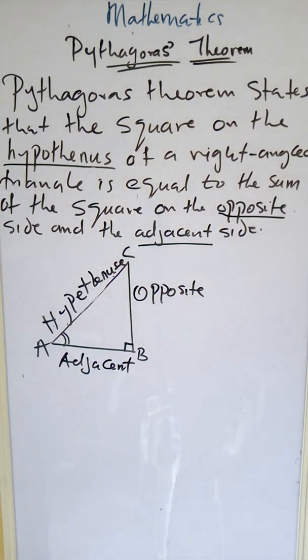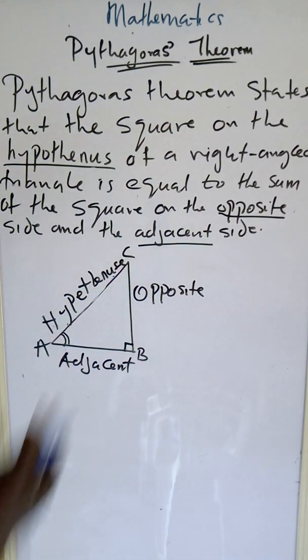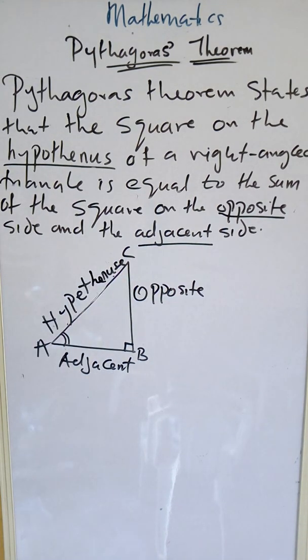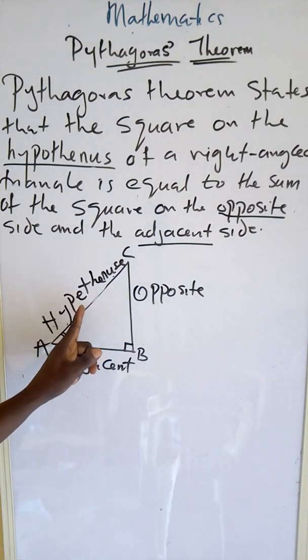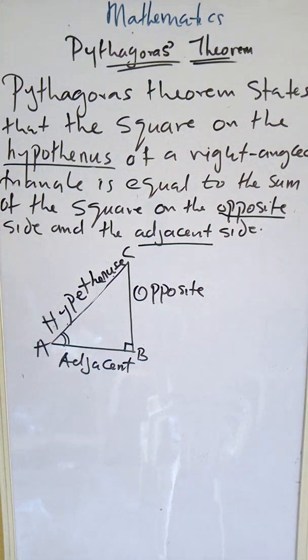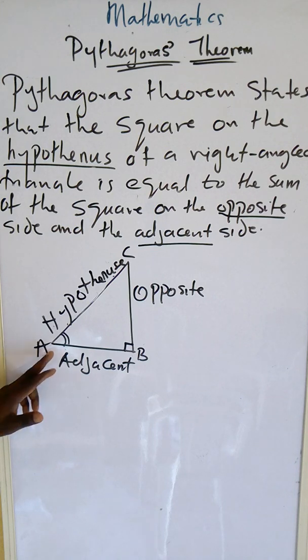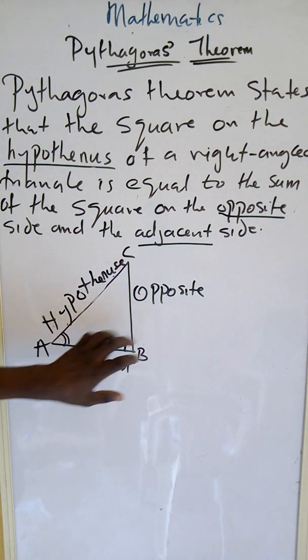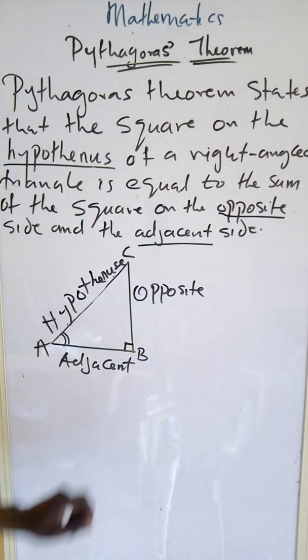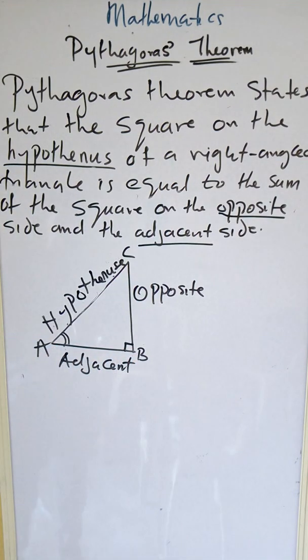So it is very important to identify the three sides. The first one is hypotenuse. And how do we identify our hypotenuse? We can identify our hypotenuse by saying that any side facing angle 90 degrees here is our hypotenuse. And any side facing this angle A here, we call it opposite. And between angle A and B is adjacent.